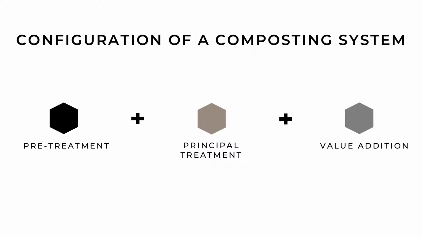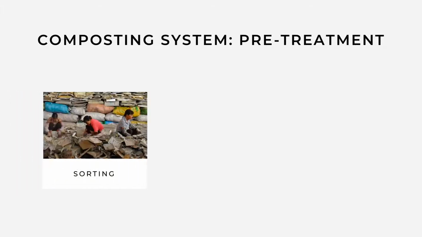A typical composting system is composed of pretreatment, principal treatment, and value addition. Pretreatment includes sorting of material, which means separating degradable and non-degradable waste like glass, plastic, and metal. This can happen at the source if households are trained to do so, or it can happen in your composting plant. The sorting can be done by hand with rakes and shovels, or with more sophisticated sorting systems like conveyor belts. Keep in mind that all the rejected waste needs to be collected and further treated or disposed.